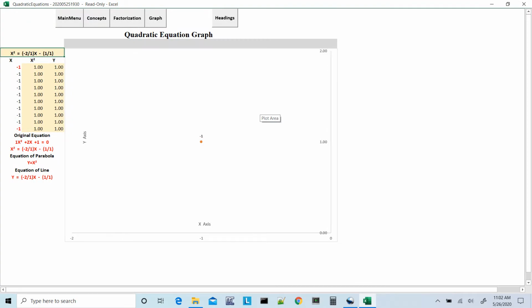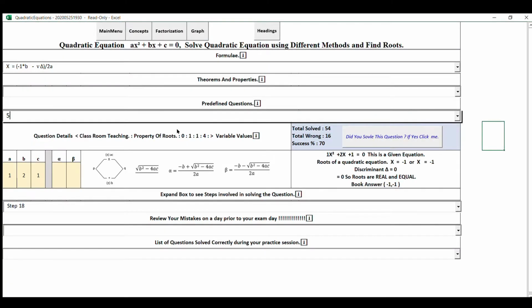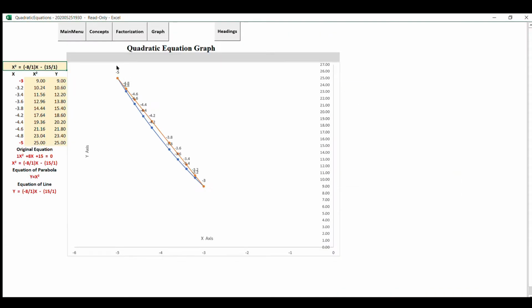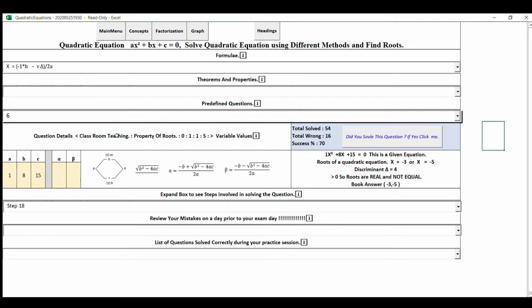All right. Then you go to the third example. Here it is. Discriminant delta is equal to 4, which is greater than 0. So the roots are real and not equal. Let's take a look at the graph. See here, the graphs are intersecting. So once again, these are the properties of the root which are determined based on the value of the discriminant, which is b square minus 4ac.